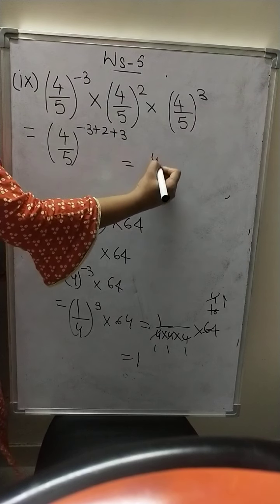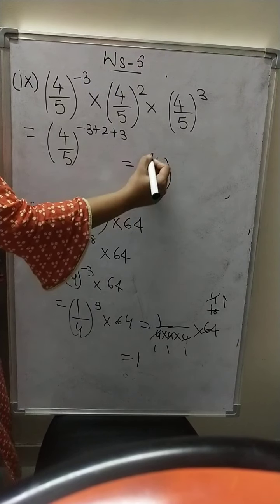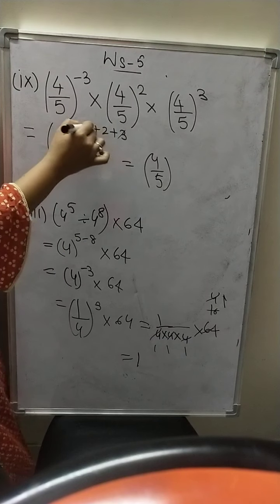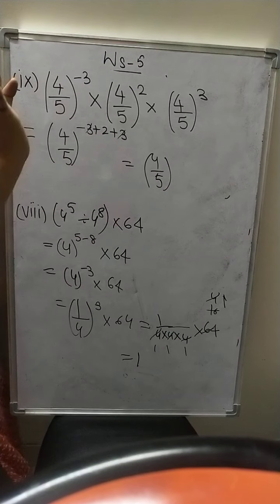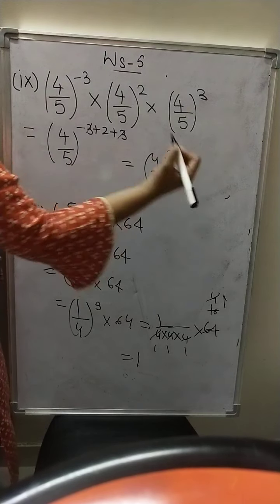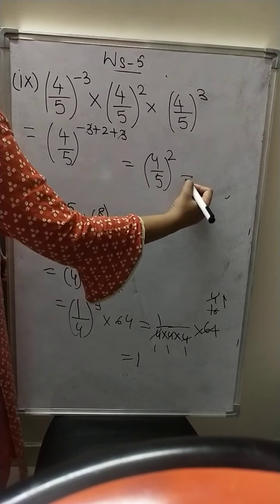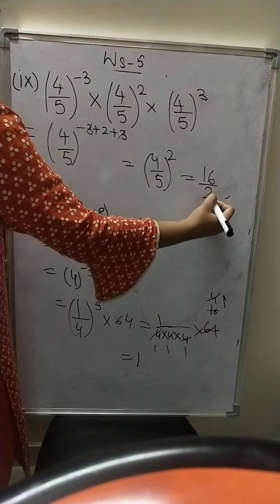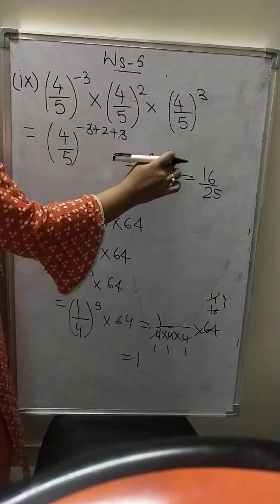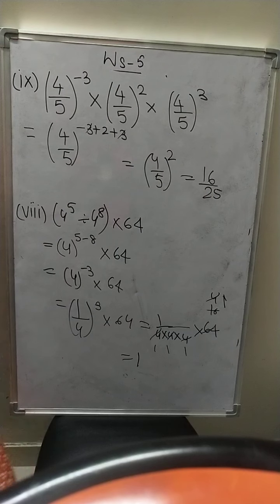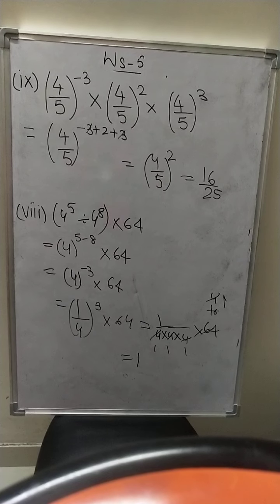So I get (4/5) raised to the power, right? So this 3 and this 3 can be cancelled because 3 minus 3 will be giving a 0. So I get raised to the power of 2. My answer is 16 upon 25 because 4 4s are 16 and 5 5s are 25. The square of the number 4 is 16 and the square of number 5 is 25. So my answer comes out to be 16 upon 25.